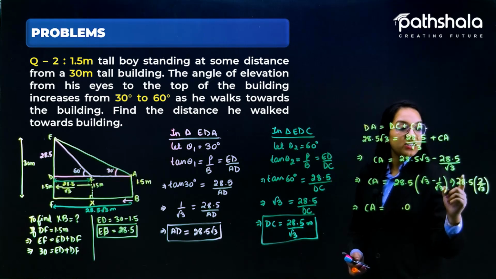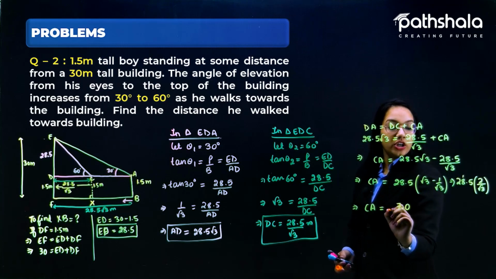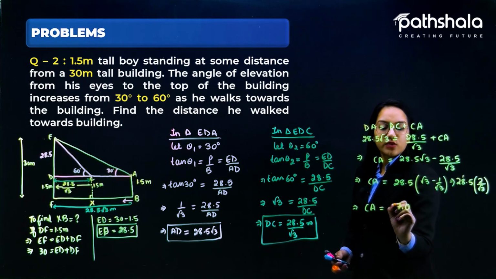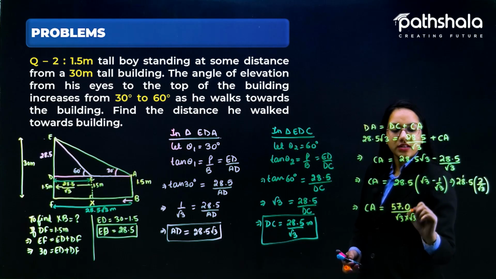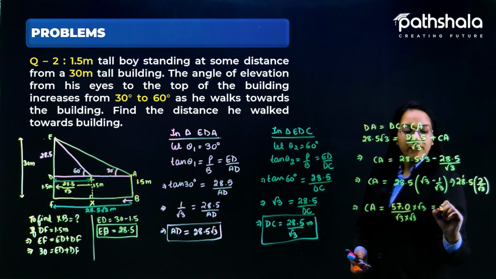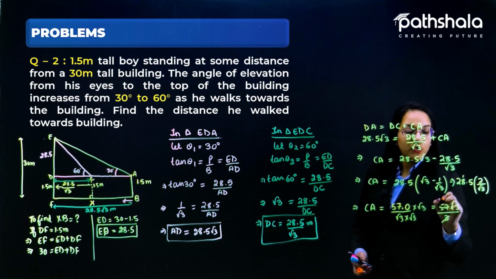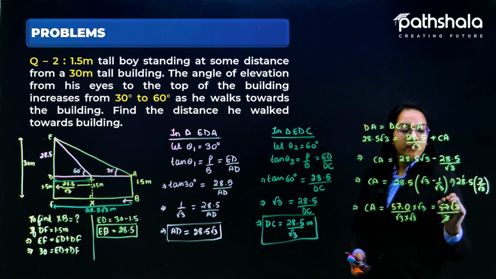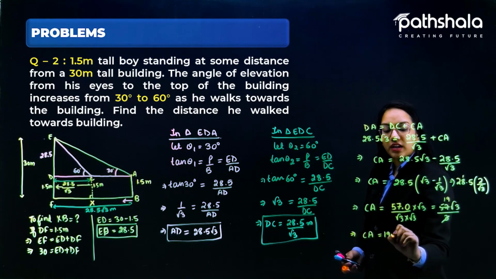0.2 into 8 is 16, 16 and 1 is 17. So this is 7, and further we have 2 into 2 is 4 and 5. So we have 57.0 divided by root 3. Let's rationalize it: this is root 3 into root 3. Further we have 57 root 3 divided by 3. We can cancel the values: 3 into 1 is 3, and 3 into 9 is 27. At the end we are getting CA as 19 root 3.